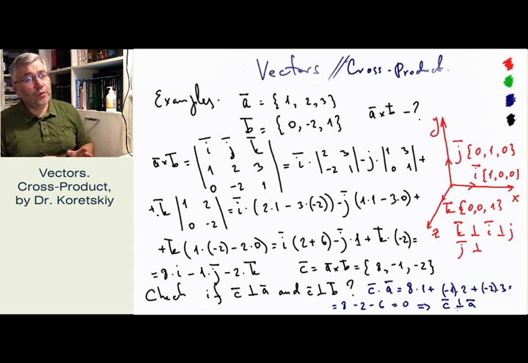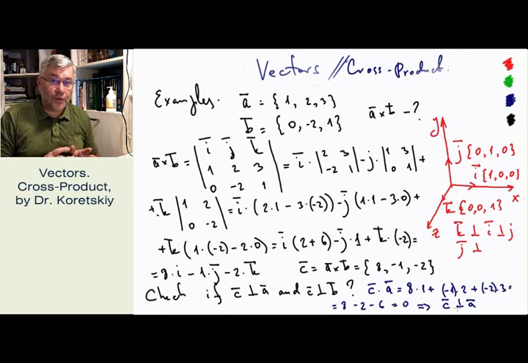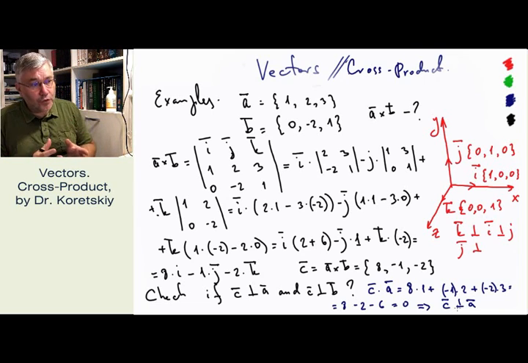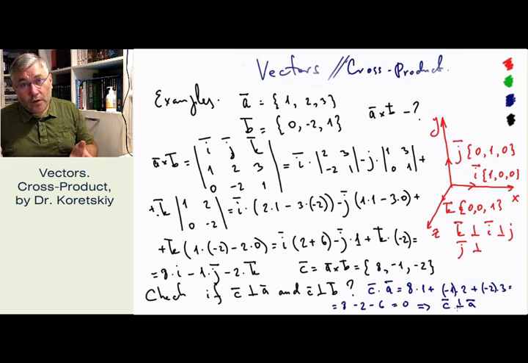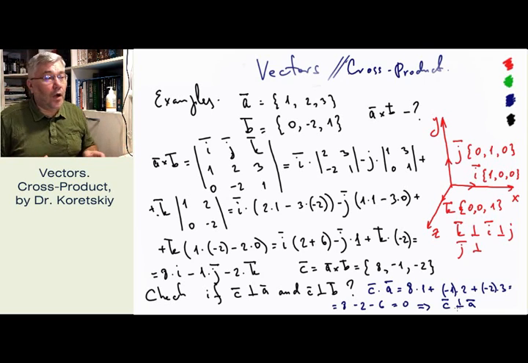So if you want, you can check the same thing about vector B. So if you calculate the dot product C dot product B, you will have 0. It will mean that vector C is perpendicular to the vector B.